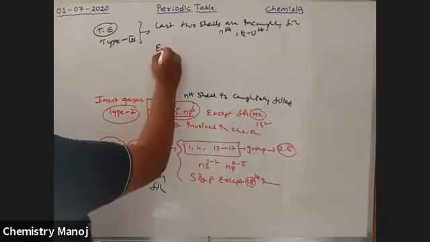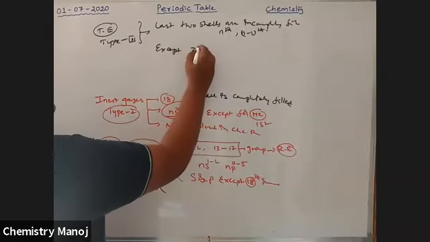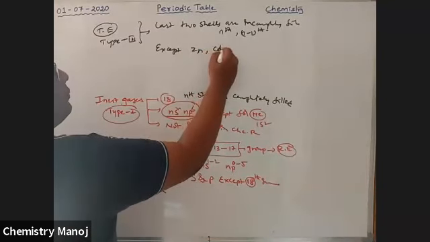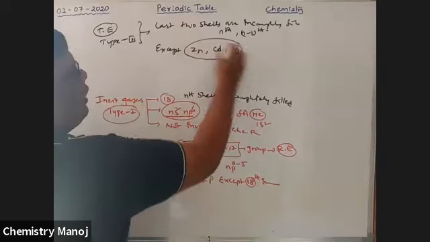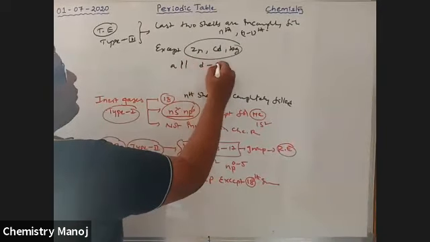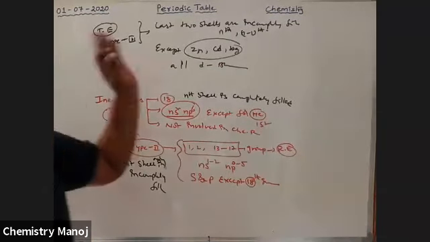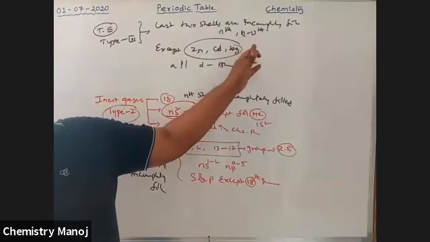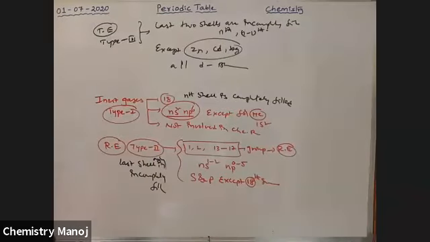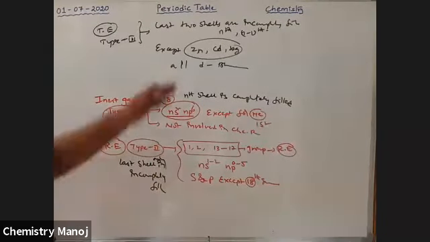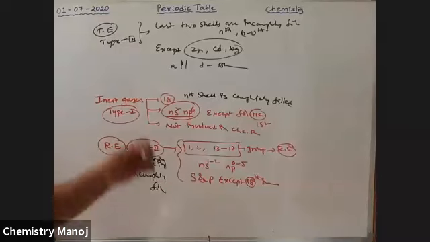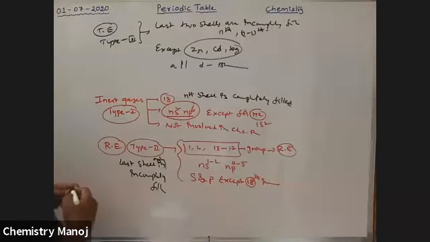Almost, except zinc, cadmium, mercury, all d block elements come under this category. So all those properties I explained in d block elements are applied here also. So all d block element concepts are applied here. Rewrite those properties here. Next, all d block elements.